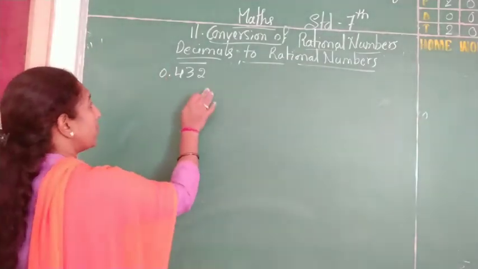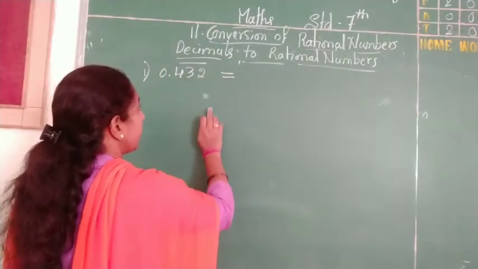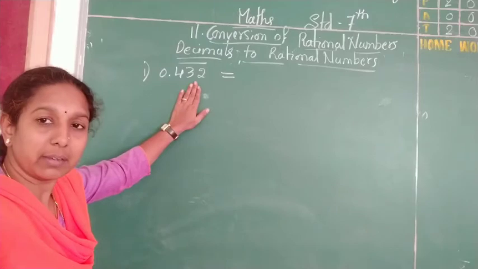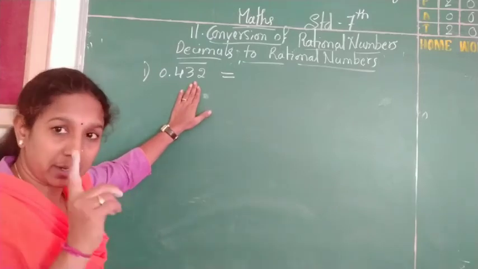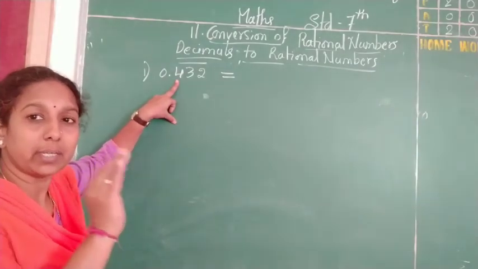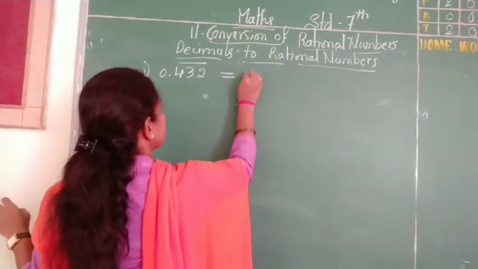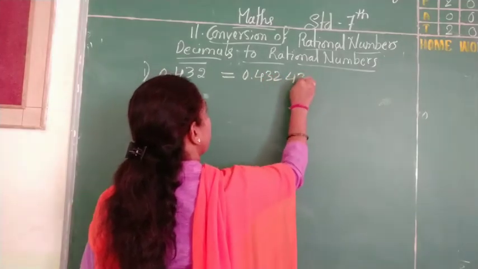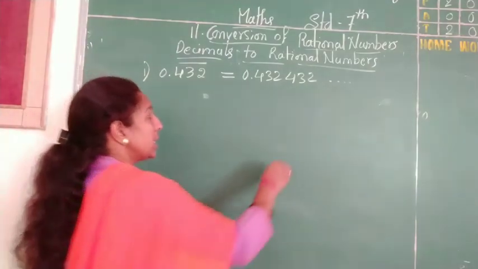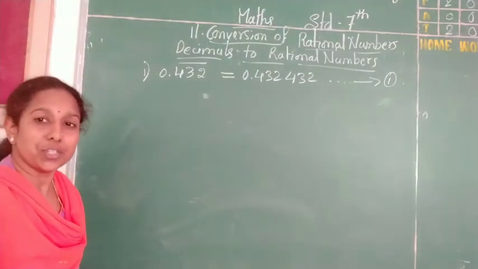First I will write the number as 0.432 bar. Here, after the decimal point, there are 3 digits recurring. After the decimal point, there is no integral part, which means there is no whole number here. So I will write this as x equals 0.432 bar, correct? This is how the equation is. This equation I will take as equation 1.